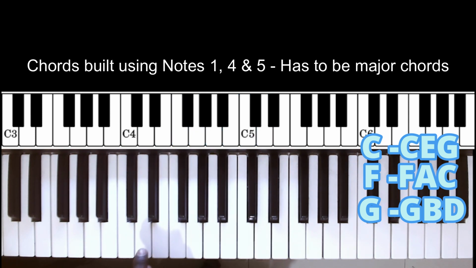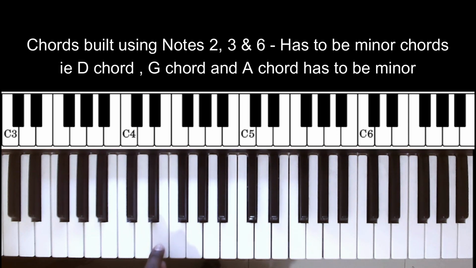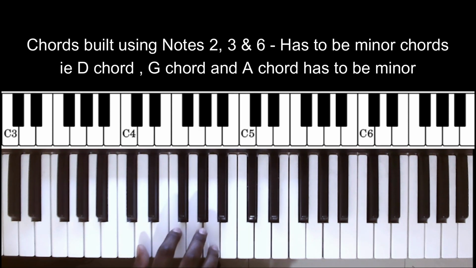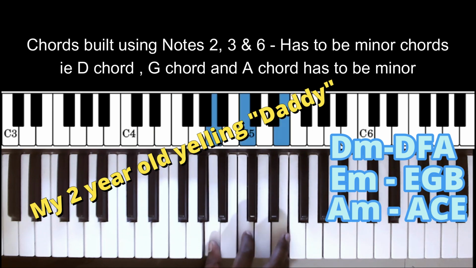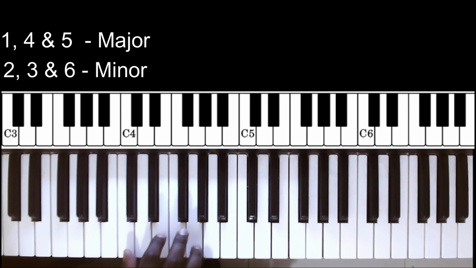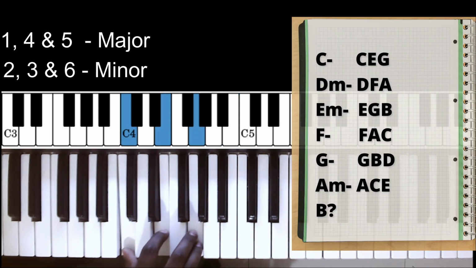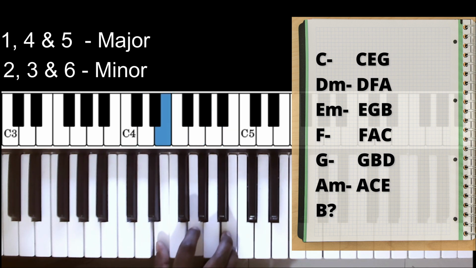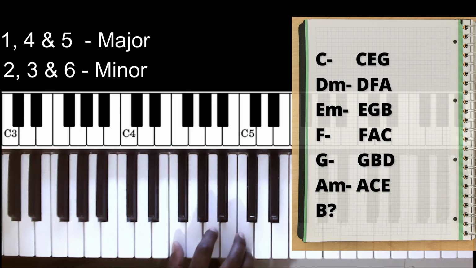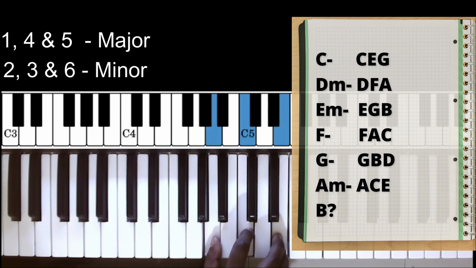Now the chord that's built out of the 2nd note, 3rd note, and the 6th note has to be a minor. So we get D minor, E minor, and A minor. So we've got C, which is a major, D, which is a minor, E, which is a minor, F, which is a major, G, which is a major, A, which is a minor. Now what about B?